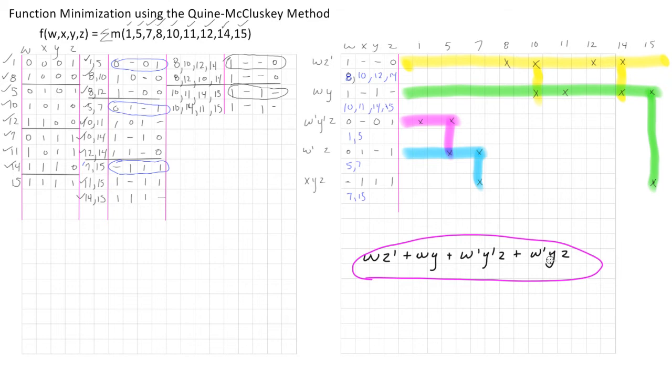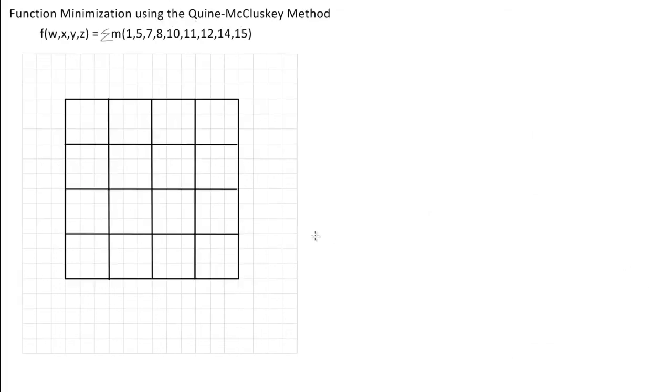Additionally, that would mean that my answer would be different. So the corrections are, this would be an x, and this would also be an x, and that is the correct answer. Now we can check our work that we did using the Quine-McCluskey method using a K-map, like I said.